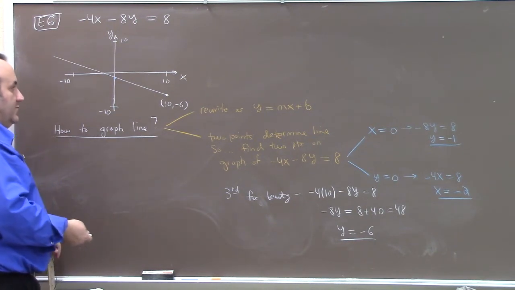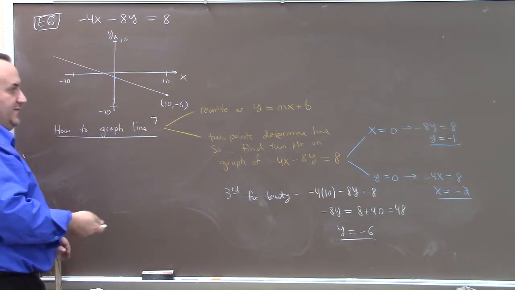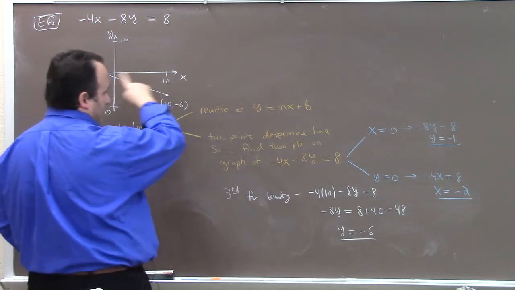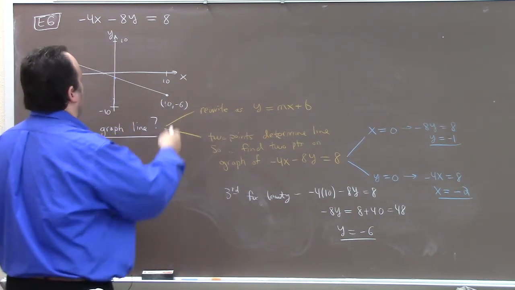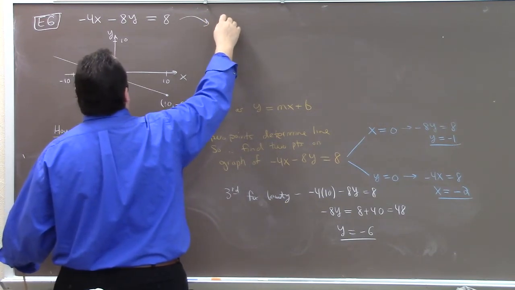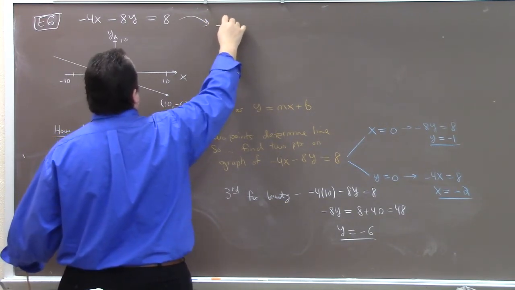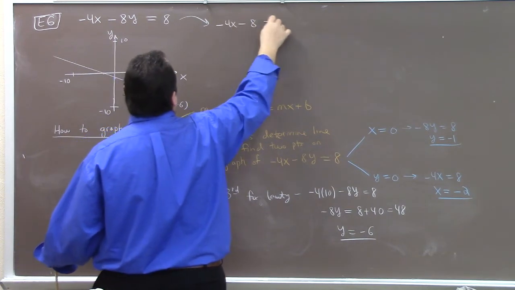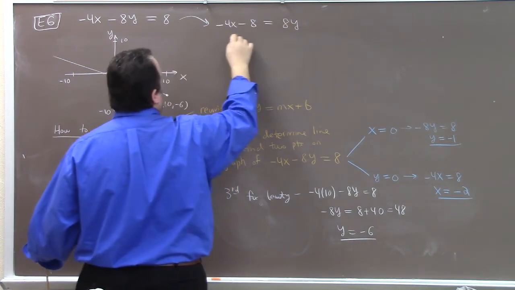Okay, so what if I'd gone the other direction? What if I'd gone option 1 instead? What would it have looked like? Option 1, the other way to do this would have just been minus 4x minus 8 equals 8y. So divide by 8.